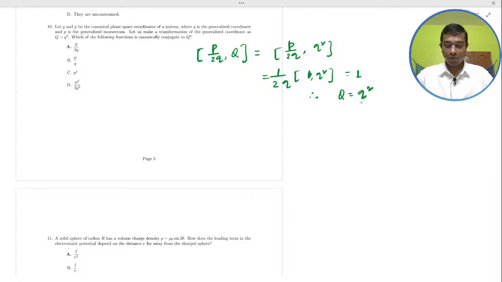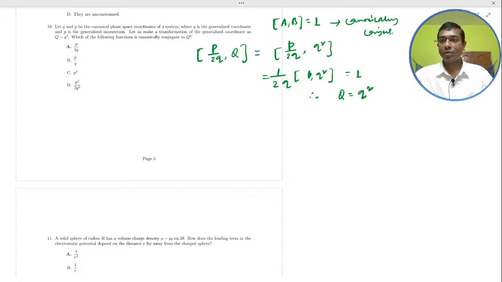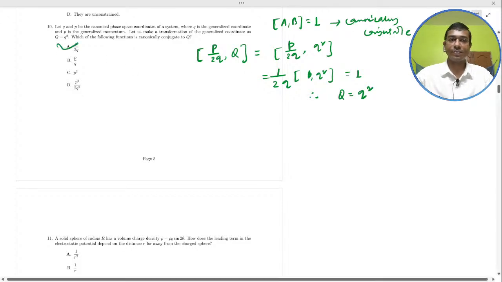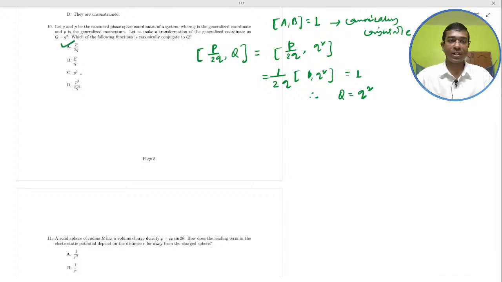So capital Q equal to small q square. So P by twice q is canonically conjugate to Q, meaning the commutation of AB is 1. This is for the canonically conjugate. Check 1 by 1. I just took the first option and let us check. Okay, so here the option is correct, P by twice q. Next question.